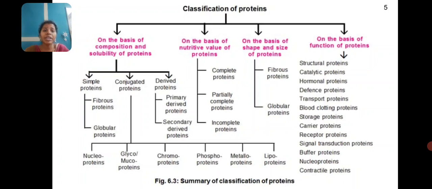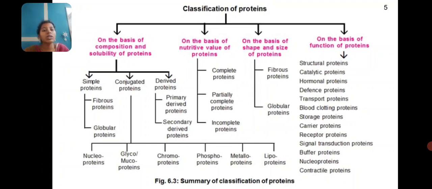Let us discuss derived proteins. There are two types: primary derived proteins and secondary derived proteins. On the basis of nutritive value, there are three types: complete proteins, partially complete proteins, and incomplete proteins. Some examples of complete proteins are meat, fish, egg. Beans, peas, corn are examples of incomplete proteins. Combining two incomplete proteins can produce one complete protein.